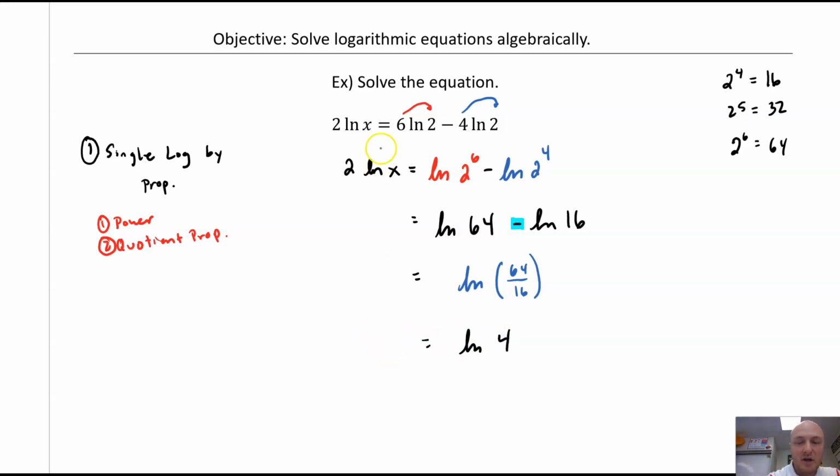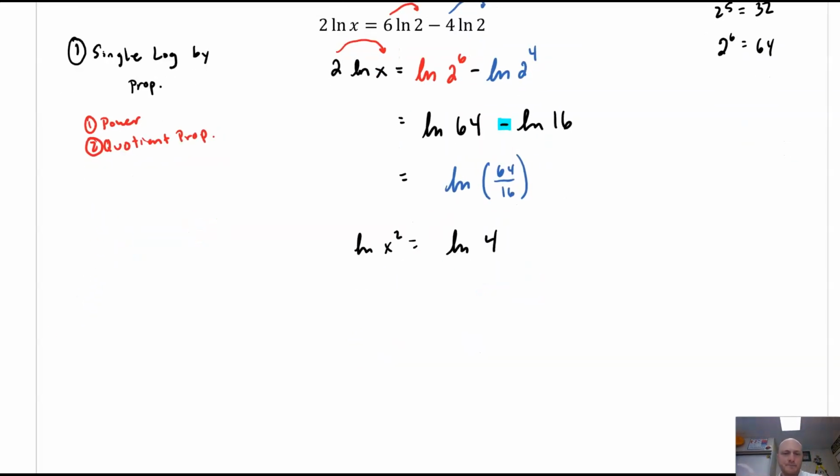So I have, well, I guess here too, I could use the power property if I didn't see this side. Bring up that 2. So we have natural log of x squared. So that's the condensing of logarithmic equations to where I have a single logarithm on each side. Notice, I have 1 logarithm on each side.